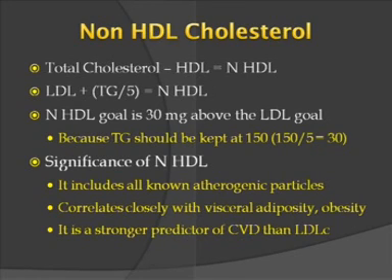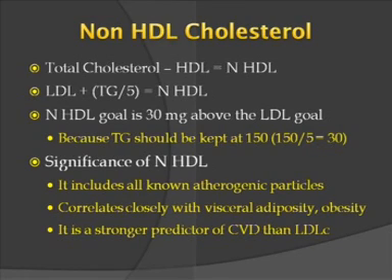NHDL goal, what is the goal of NHDL? It is 30 milligrams above the LDL goal. If the LDL goal is 100, NHDL goal is 130. If the LDL goal is 70, the NHDL goal is 100. This 30 is obtained because we know that the normal triglyceride level should be around 150, and 150 divided by 5 is equal to 30. So, the NHDL components are LDL plus the TG by 5.